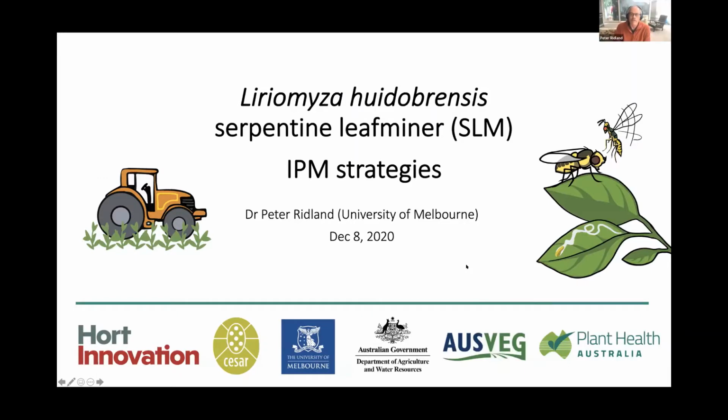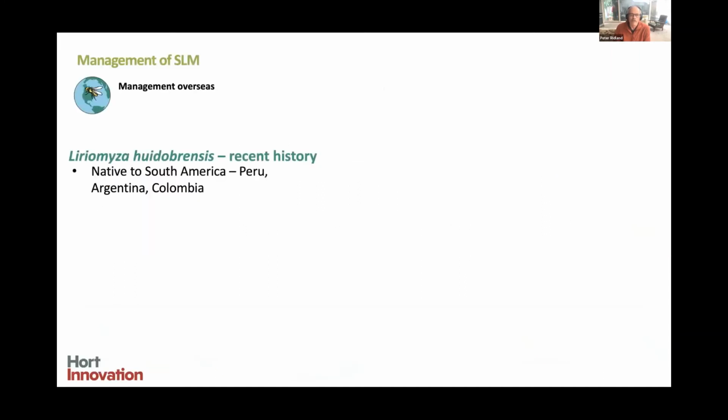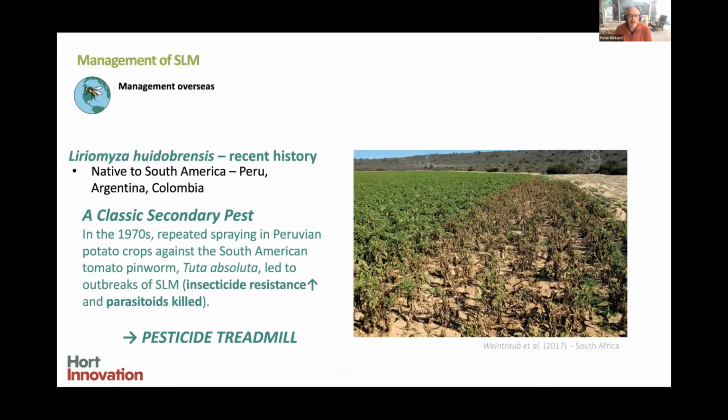Good afternoon to everybody. I'm talking today about IPM strategies for the serpentine leaf miner. First of all, I'd like to just talk a little bit about the history of this pest. It's native to South America, found in Peru, Argentina and Colombia, plus a few other places. But it's a classic secondary pest.